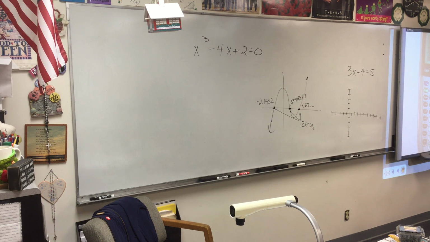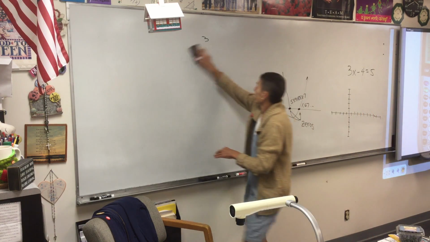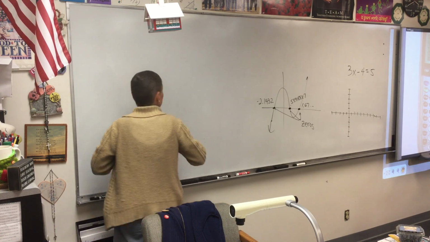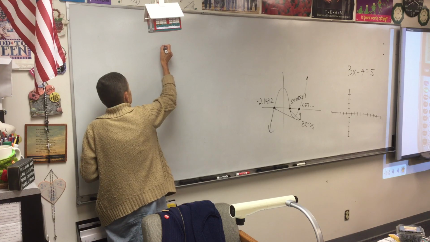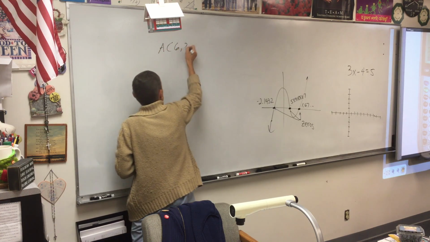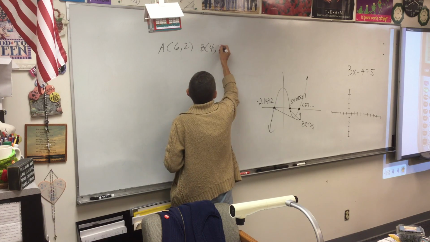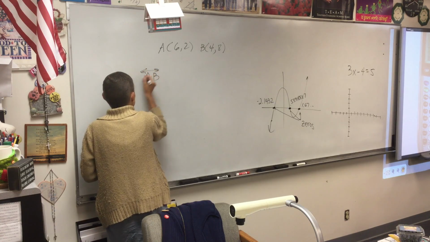So here we go. A quick review of writing the equation of a line. This is a really important skill. I know you all know it. It's not going to be an issue. I'm going to give you 2 points. Point A is (6, 2). Point B is (4, 8). Write the equation of line AB.